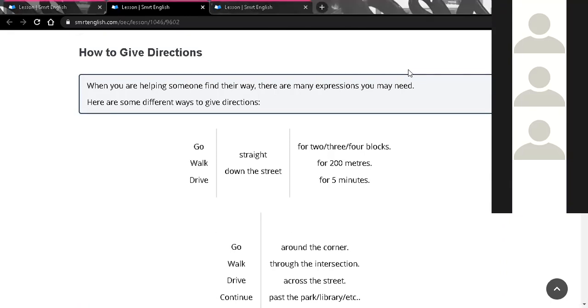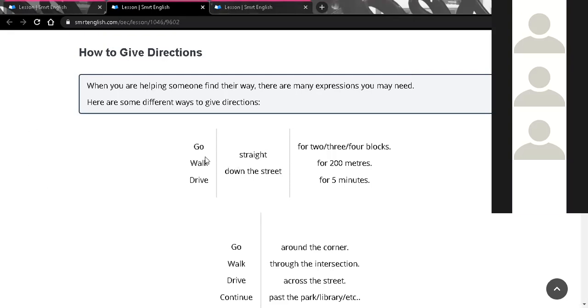Go, walk, drive. Go straight and then go down the street. Straight down the street for 2, for 3, for 4 blocks, for 2 blocks, for 3 blocks, for 4 blocks, for 200 meters, for 5 minutes. Yes, thank you.